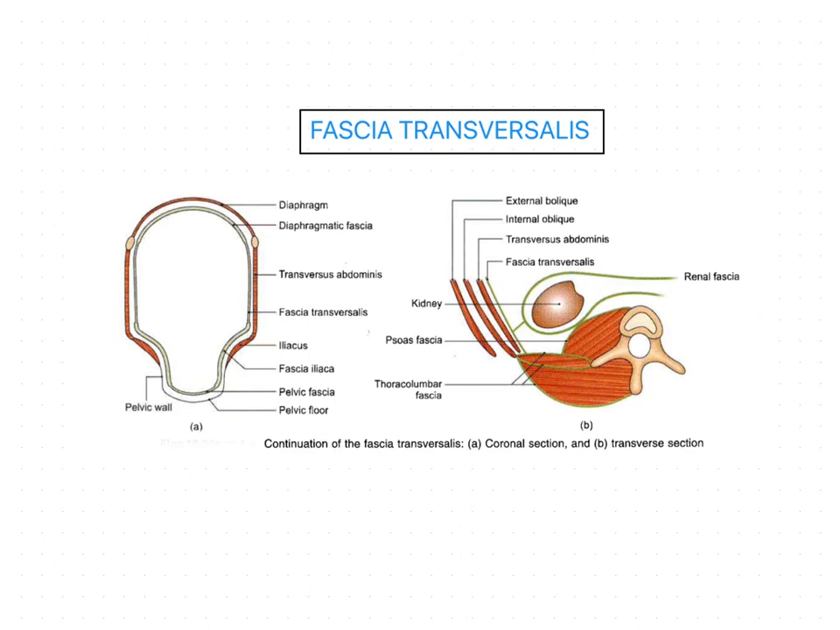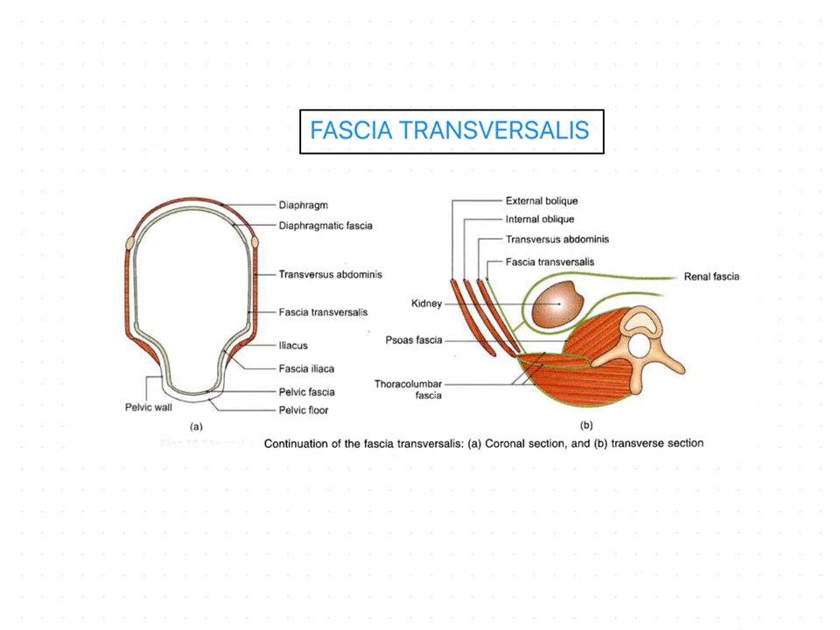Dear students, welcome back. In this session, we are going to see the next layer of the anterior abdominal wall after the muscular layer, that is fascia transversalis. The fascia transversalis is defined as the fascia which lines the inner surface of the abdominal muscles, and which is separated from the peritoneum by extraperitoneal connective tissue.